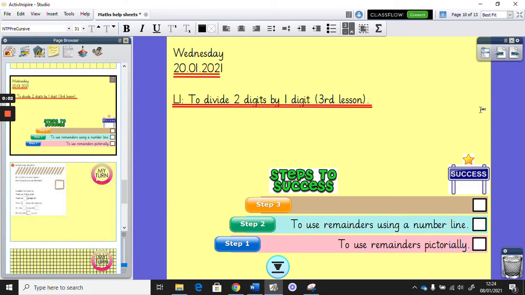Okay, so welcome to Wednesday's lesson. This is the third one of the week, and it is the 20th of January, I think. And we are still dividing 2 digits by 1 digit.